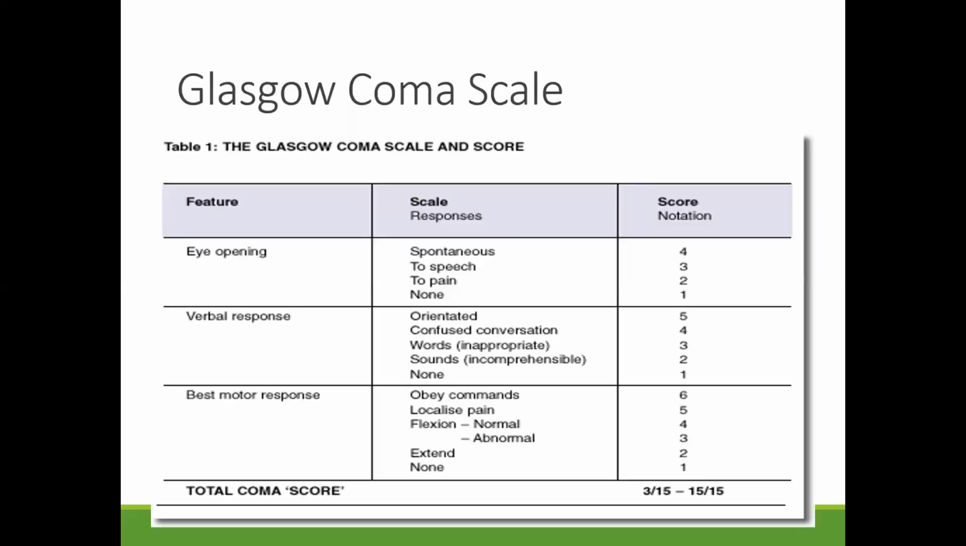Glasgow Coma Scale, we should be using this. You should know this by heart. Eye opening, verbal response, and best motor response. The lowest number is 3, the highest number is 15. 12 to 15 is a good Glasgow Coma Scale. Anything less than that, there are neurological deficits, so we want to address that.